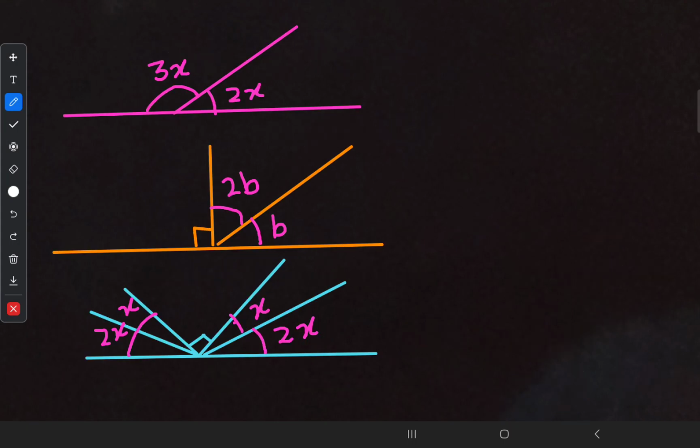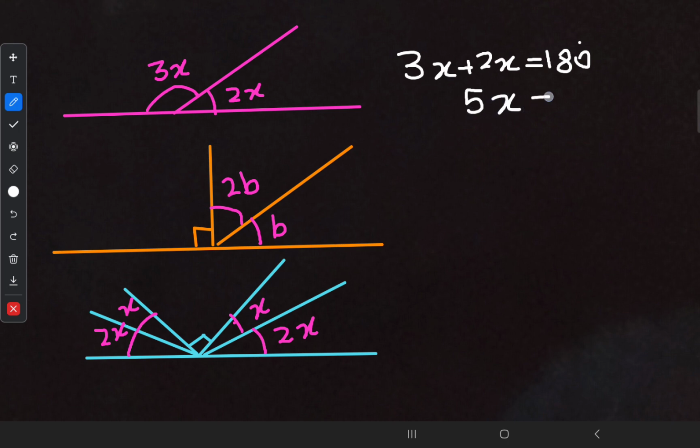For the first one, the sum of these two, that means 3x plus 2y, together equals 180. To find the x magnitude, 5x equals 180. So x would be 180 divided by 5. That will give you x as 36. That's your first question's answer.